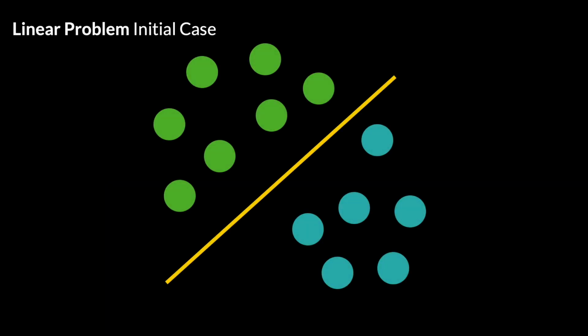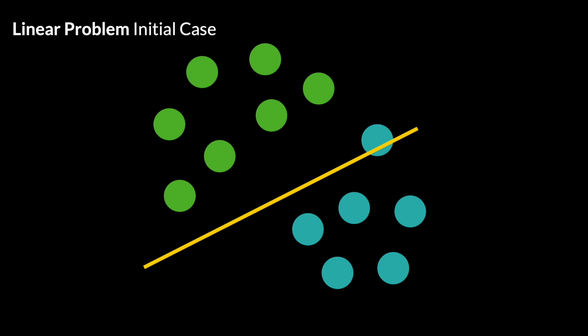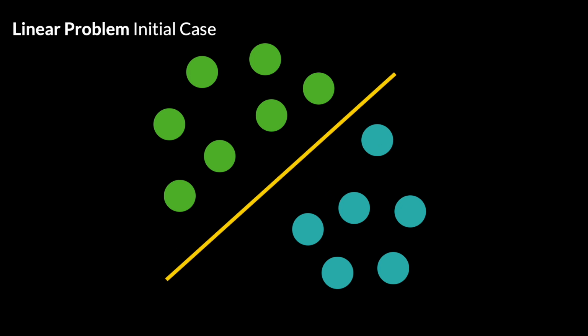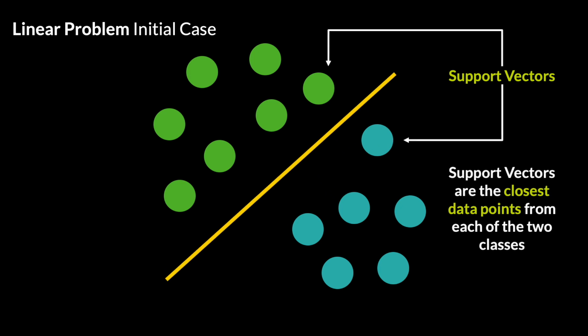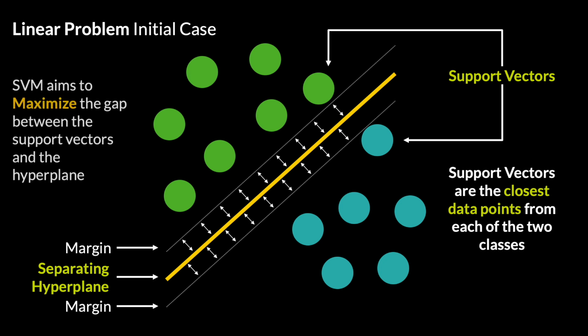In our initial case, which is a linear problem, there can be multiple ways of placing the yellow stick to divide the two classes of balls on the table. But this seems like the most apt solution. These 2 points, which are the closest to the separating line, are known as the support vectors. And these are the closest data points from each of the two classes we are trying to separate. This distance is known as the margin, and the objective of SVM is to maximize this margin between the support vectors and the separating hyperplane.